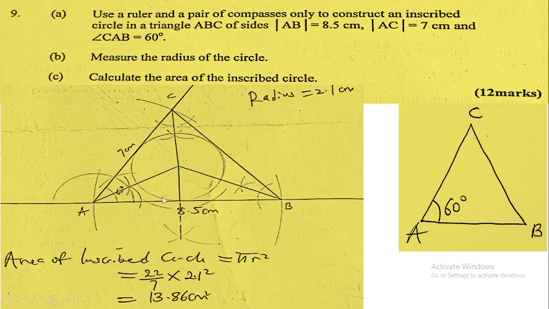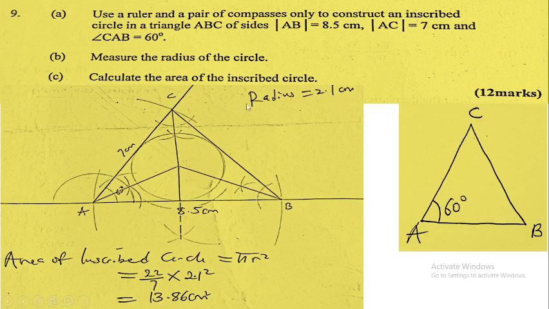It's going to be touching the part of the triangle. Then after doing that, I will draw the circle. Then when I draw the circle, I can now measure the radius from here to here. I will measure the radius, and that will give us 2.1 centimeters, as you have been told to measure the radius.